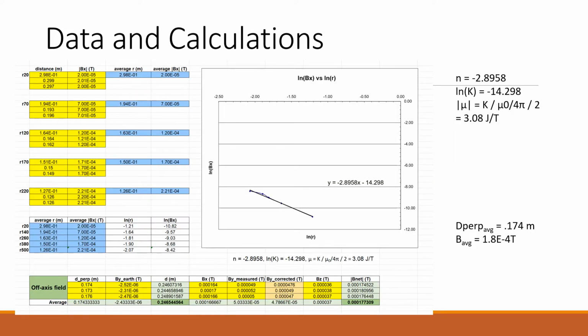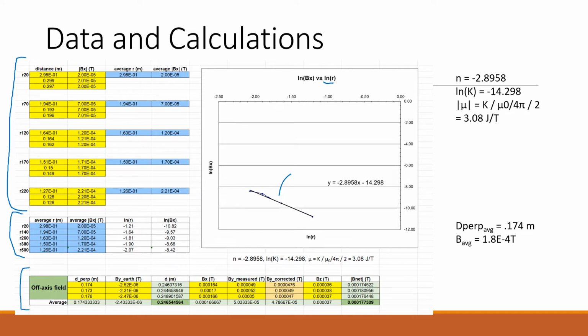Here you can see the on-axis part of the experiment. You can also see it over here. And then you can also see us plotting, like we were talking about, ln, the natural log of B, the magnetic field, versus the natural log of the position. And then you can see the off-axis experiment data over here.